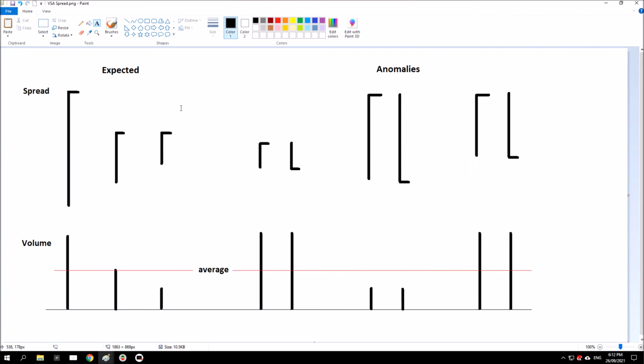Now, back to this one. Very narrow spreads on high volumes. If price had been moving in an uptrend for an extended period of time and you were suspicious at some point that some profit taking might come in, and you saw a narrow spread with a very high volume, you would have to consider that selling had come in.